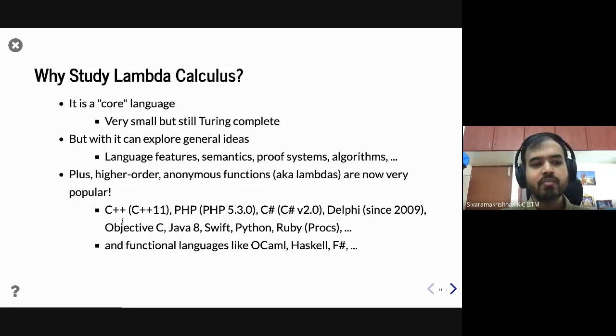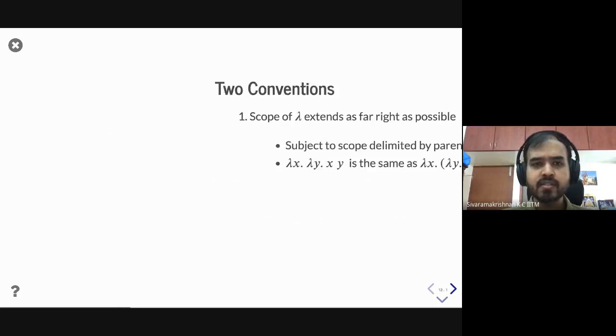And from a pragmatic standpoint, all of these languages which are considered mainstream, C++, PHP, C#, and Java, and everything else now has lambdas, right? Hence, studying Lambda Calculus gives you an edge. You have an upper hand, you know where the term lambdas come from, and you actually understand what lambdas are. They also form the basis of functional languages like OCaml, Haskell, and F#. So that is enough reasons to study Lambda Calculus.